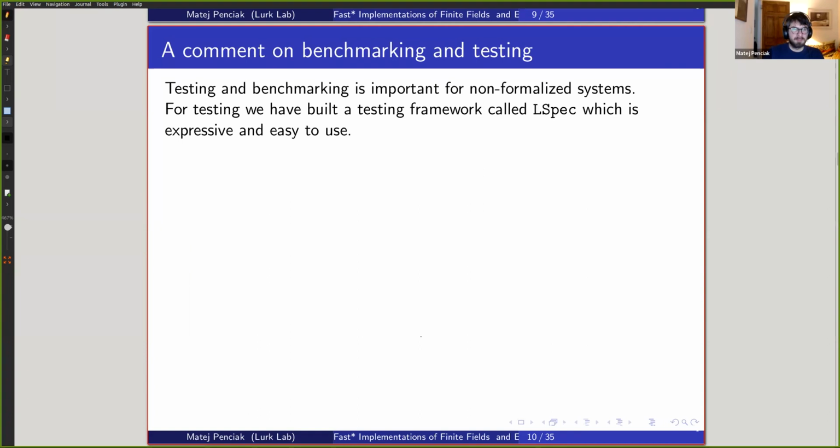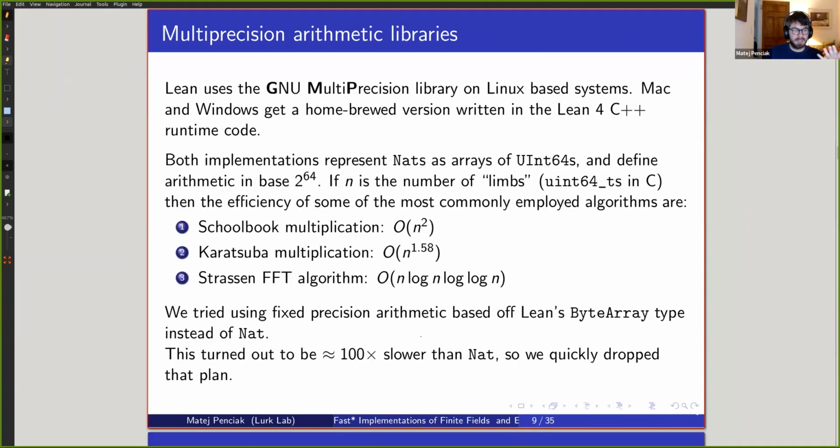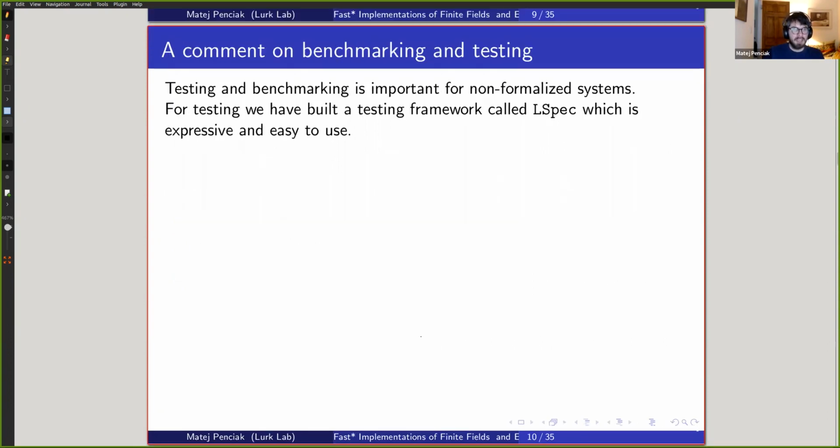Let me just make a comment about benchmarking. So here I'm saying that we did some benchmarking. We saw that it was 100 times slower. So how did we really learn that it was 100 times slower? Just a quick comment about benchmarking and testing.